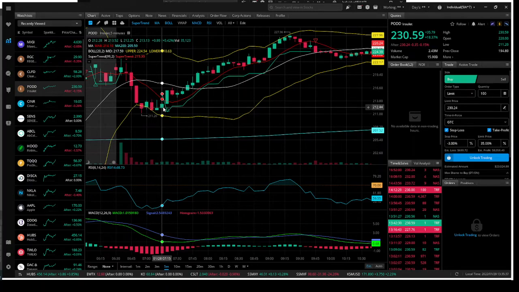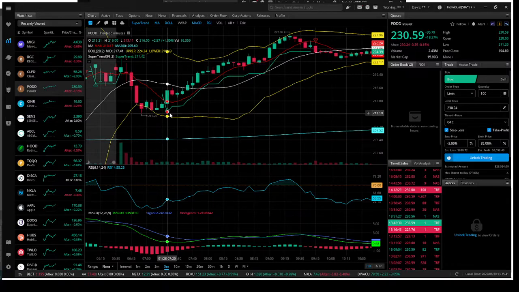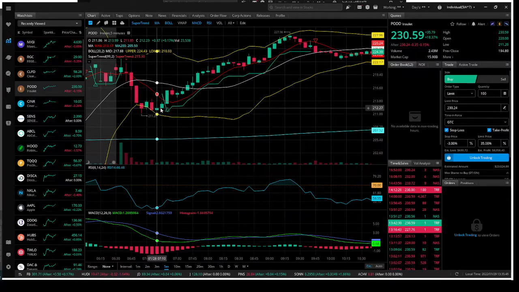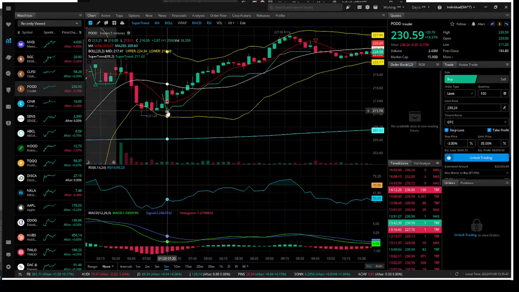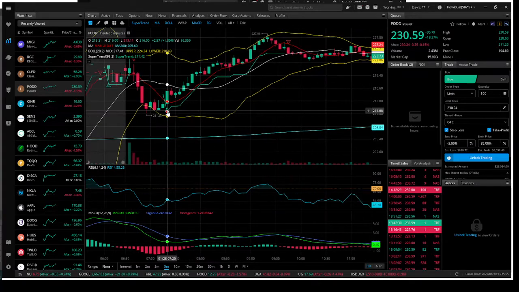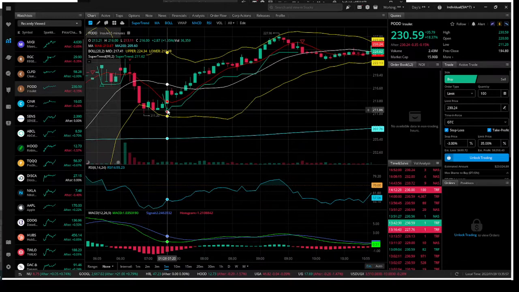You can enter either on the fourth one, or most importantly, wait for a confirmation from the Supertrend. Now the Supertrend confirms all of that here. When the Supertrend confirms, that is where you want to enter. And at this point, assuming we entered here, we entered at 213, okay?